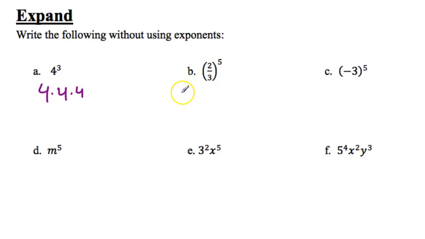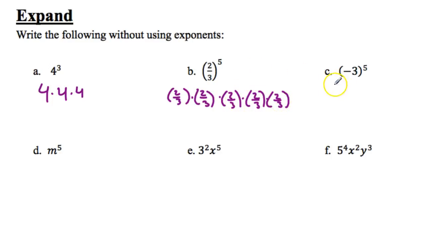B, 2/3 to the 5th power. Well, that's going to be 2/3 times 2/3 times 2/3 times 2/3 times 2/3. Did I do it 5 times? 1, 2, 3, 4, 5. Yep, I am good.